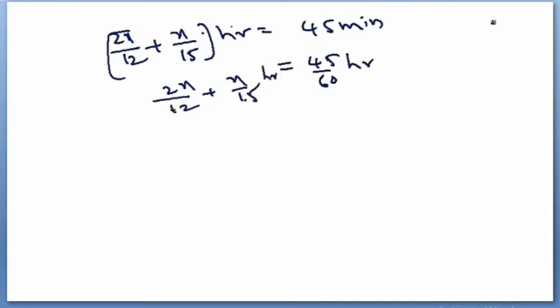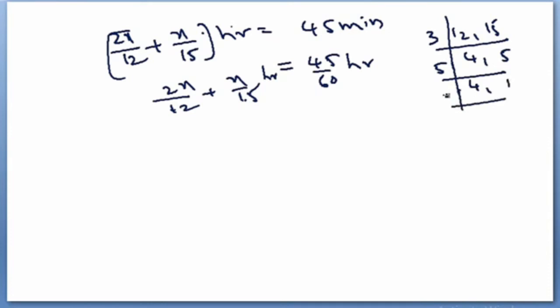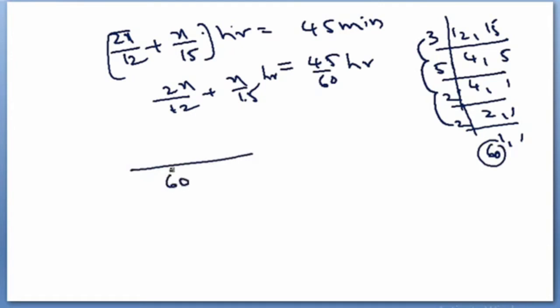Now do the LCM of 12 and 15. I'm doing LCM with the 3 table, 3 fours are 12, 3 fives are 15. Then again 5, then you should take the 2 table, 2 twos are 4, then again the 2 table, 1 1 is 1. So LCM is equal to 3 times 5 is 15, 15 times 2 is 30, 30 times 2 is 60. So we got LCM as 60. So convert the denominator: 12 fives are 60, then 2 fives are 10x, plus 15 fours are 60, then 4 times x, 4x, which is equal to 45 by 60.